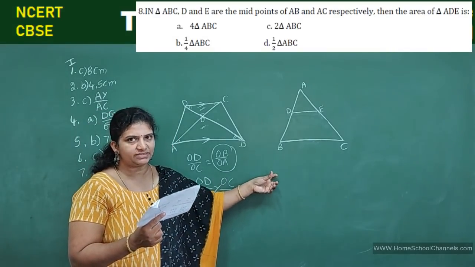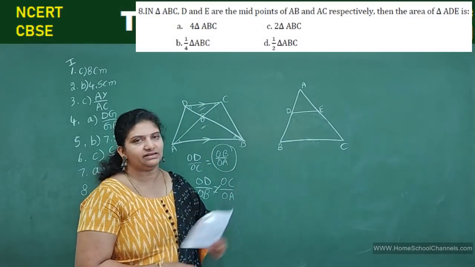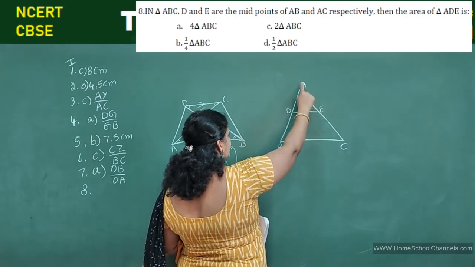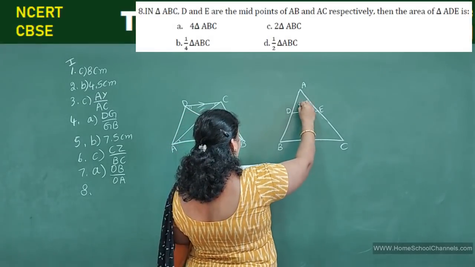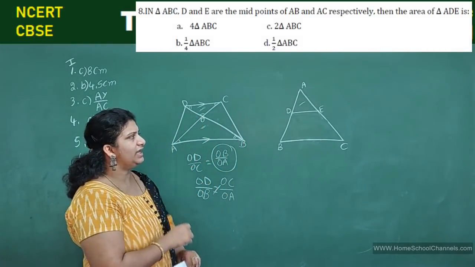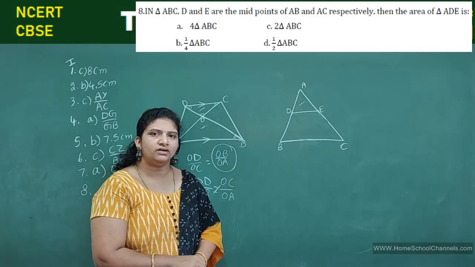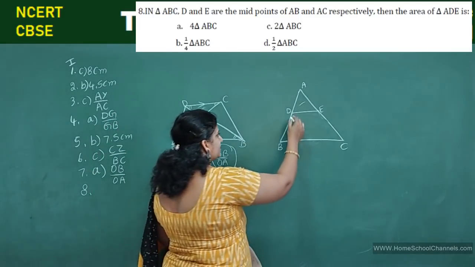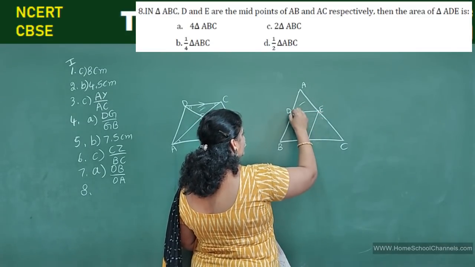Eighth one. In triangle ABC, D and E are the midpoints of AB and AC. Then the area of triangle ADE is equal to what? How can I find this one? I remember the midpoint theorem from class 9. At that time, what I have seen, these two are midpoints. Suppose if I take a midpoint here, then I get another triangle.